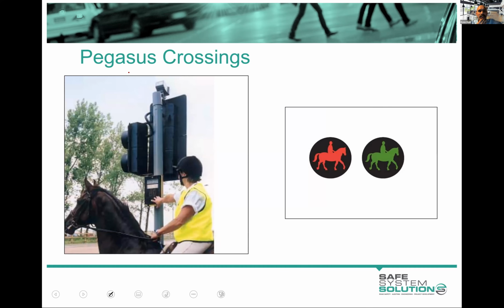And there are Pegasus crossings. So that's a horse crossing because there's the height, obviously, to press the button, but there's legal implications of a horse. A horse is a vehicle under the road rules. So it needs its own crossing. And I think there are something like 50 Pegasus crossings in Victoria alone, which is a surprise to a lot of people.